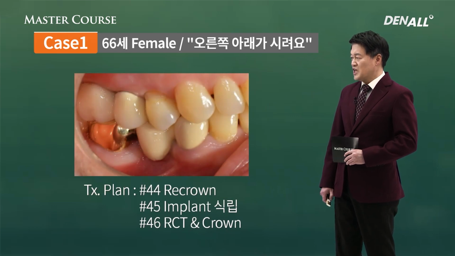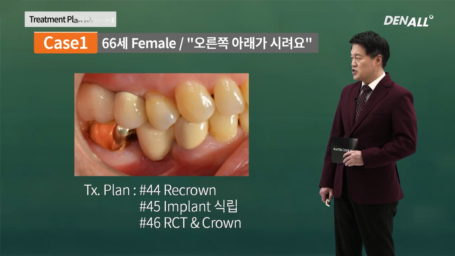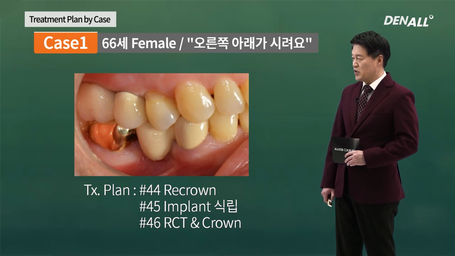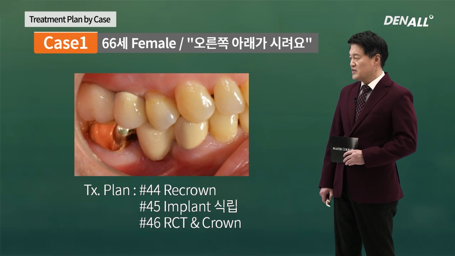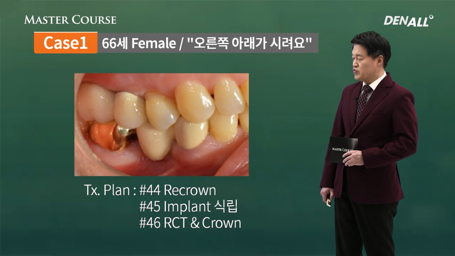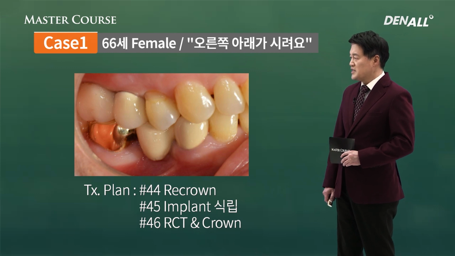Let's look at the treatment plan. Number 44, recrown was decided. I was not able to do a bridge, so in this case, I would restore it with an implant. For number 45, I decided to place an implant. In number 46, root canal treatment was planned, and a crown was also planned.